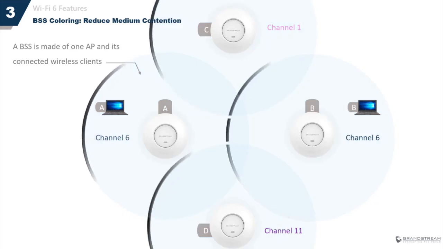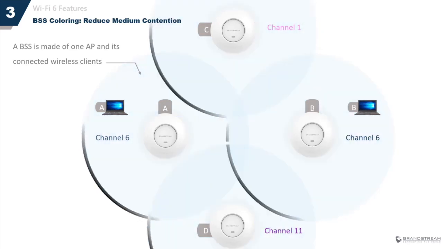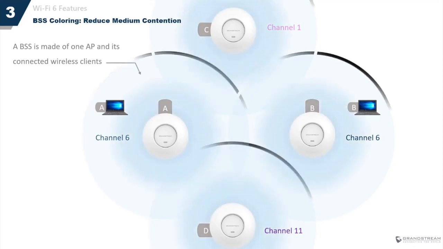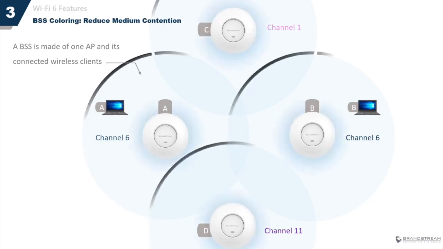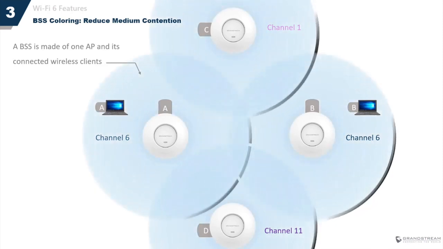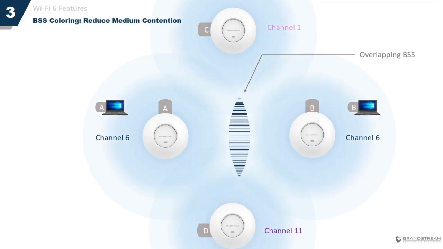A BSS, or basic service set, is made of an access point and one or more wireless clients. In this example, we have 4 basic service sets, and the access points are deployed close enough to hear each other. A major problem that can happen in such a dense wireless environment is overlapping BSS, which describes a situation where 2 access points are operating in the same channel.